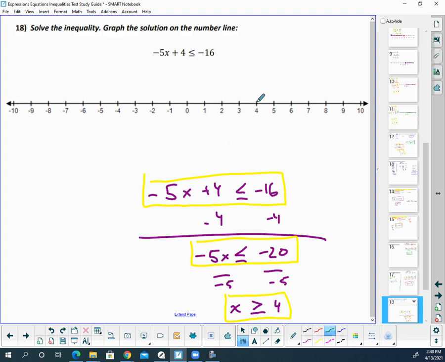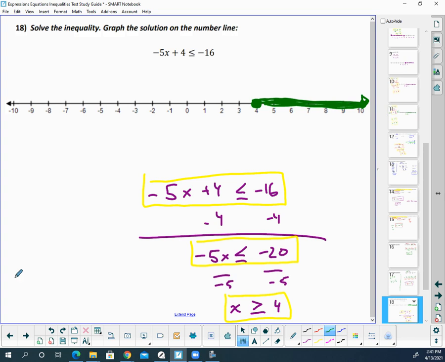Here would be 4 on the number line. It is included because it's or equal to, so it's shaded. And x is greater than that number, greater than or equal to, so we would shade to the right. I'm the world's worst artist, but whatever, you can deal.